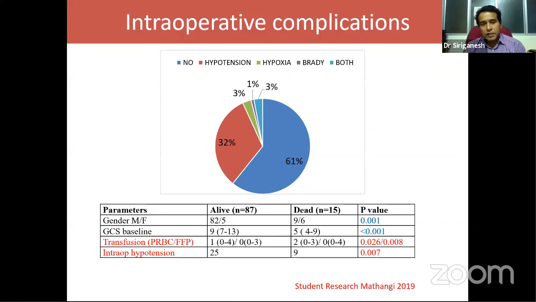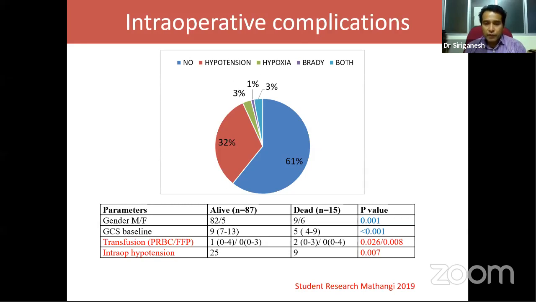So this is our own experience with the bilateral traumatic brain injury lesions. Intraoperative complications related to our anesthetic management include hypotension, which was seen in about 1/3 of the patients, 32%. And if you look at the outcomes, alive versus dead, mortality was significantly higher in those patients who had intraoperative hypotension. 9 out of 15 died, and transfusion requirement.